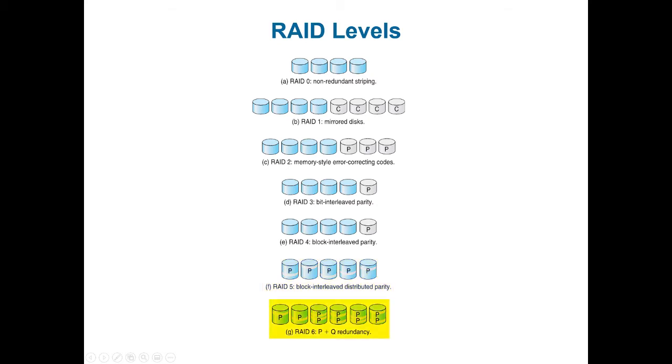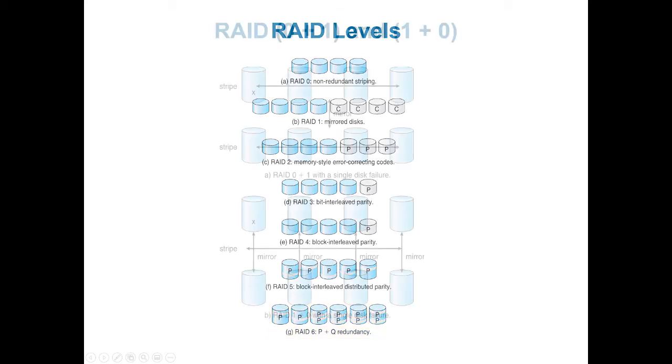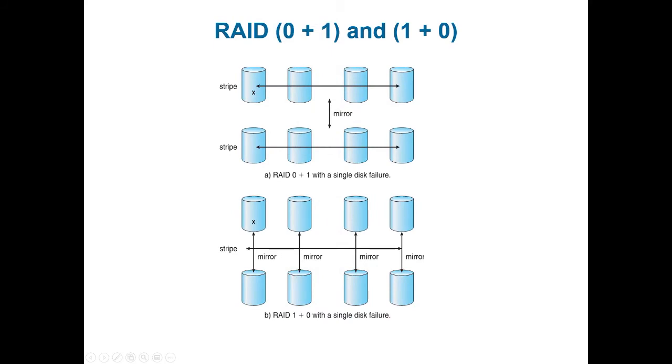RAID Level 6. This level extends RAID Level 5 by storing multiple bits of error recovery codes, for each bit position of data, rather than a single parity bit. There are also two RAID levels which combine RAID levels 0 and 1, aka striping and mirroring, in different combinations, designed to provide both performance and reliability, at the expense of increased cost. RAID level 0 plus 1: disks are first striped, and then the striped disks are mirrored to another set. This level generally provides better performance than RAID level 5.